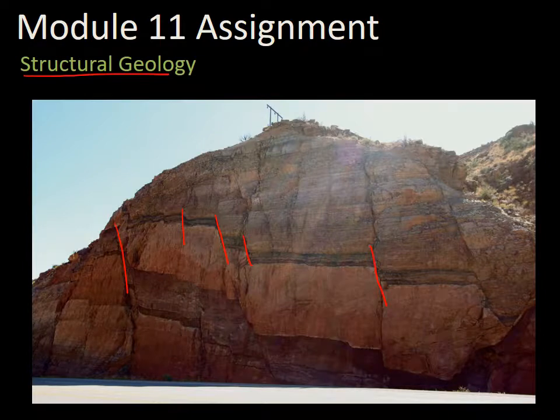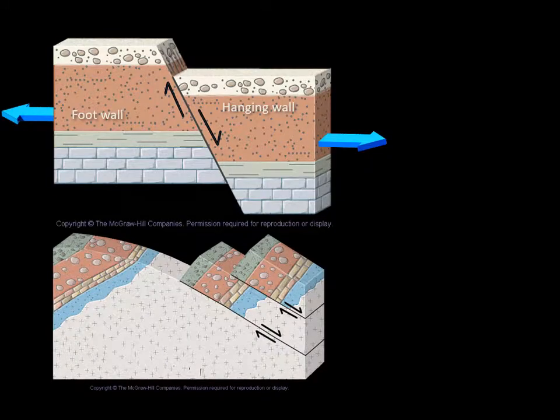There are two main types of structures, two main ways in which rocks can be deformed, faults and folds. We'll cover faults first, show you some examples, and then folds later. Before we get into the details of faults, I want to make sure something is clear in terms of vocabulary associated with faults, namely the hanging wall and footwall.